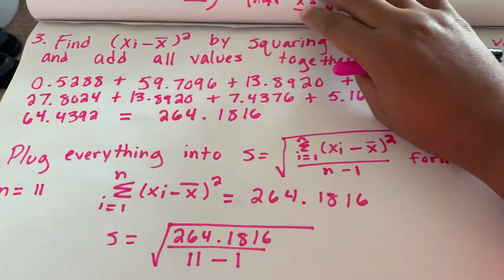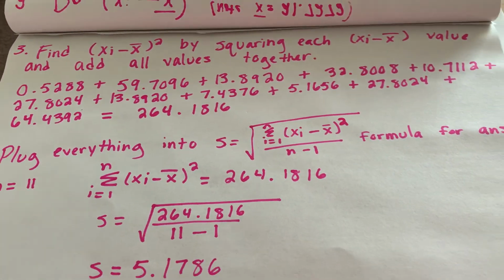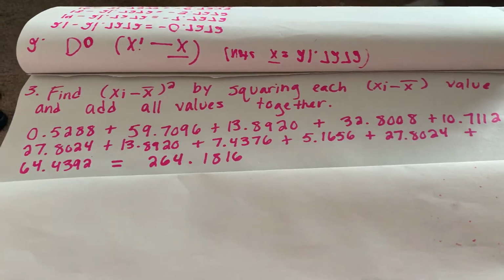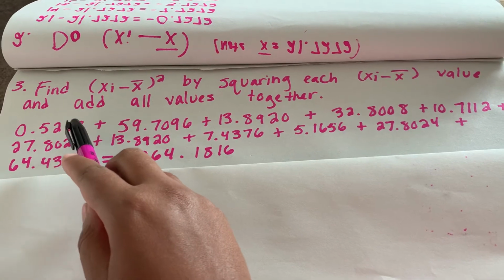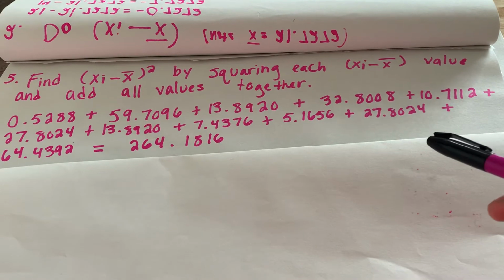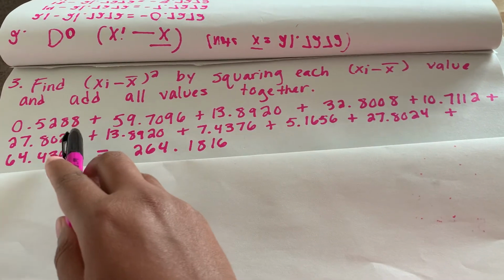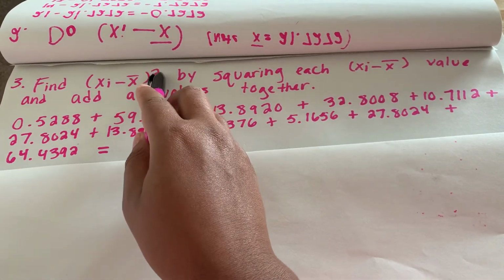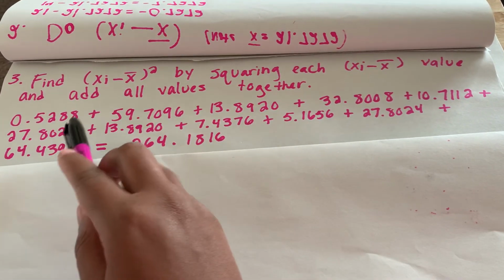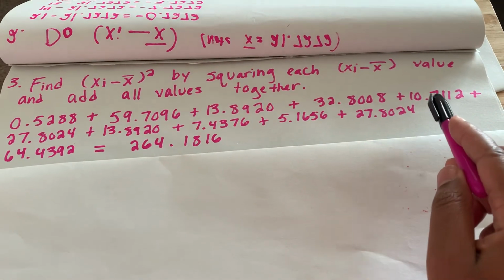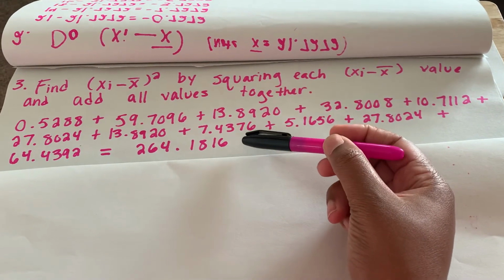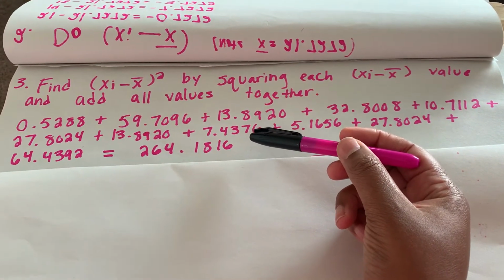So when you do that, let's take this step by step here. So here are the squares, the square term of each of those subtraction results. After you've subtracted and squared each term, you want to add them up and get your result. So the result here is 264.1816.